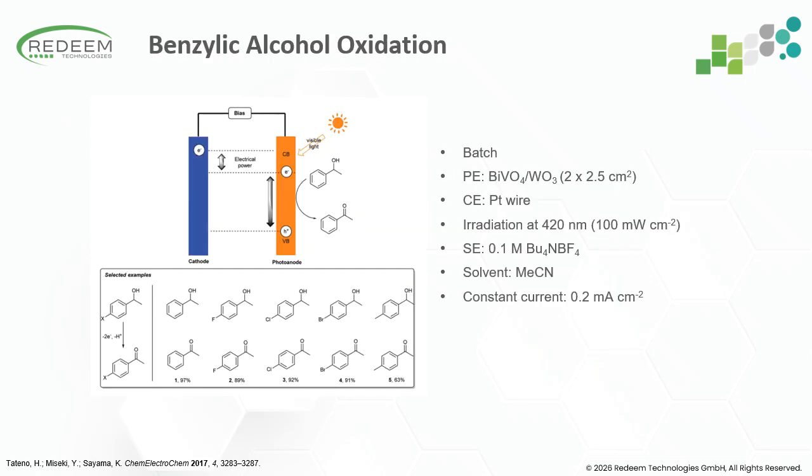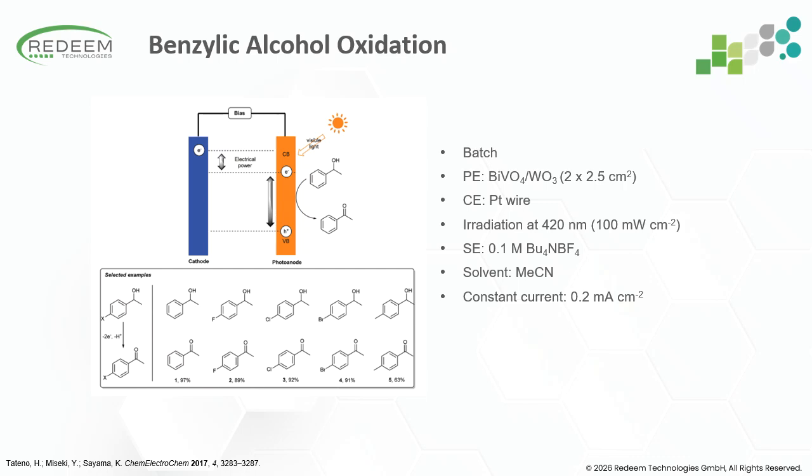So with these general design considerations in mind, let's now look at a few representative examples from literature. This first example is a classical batch photoelectrochemical cell experiment. A bismuth vanadate or tungsten oxide photoanode is used to selectively oxidize benzylic alcohols into the corresponding carbonyl compounds under visible light irradiation. And the experimental setup is intentionally simple.